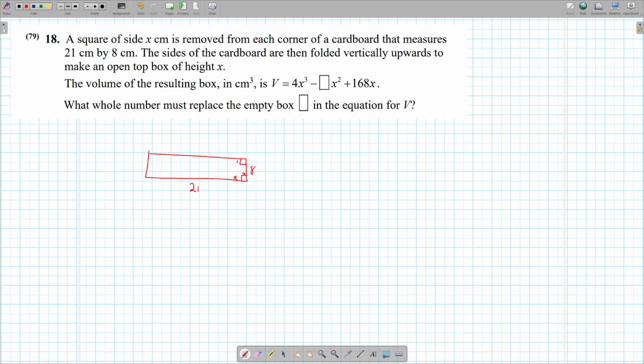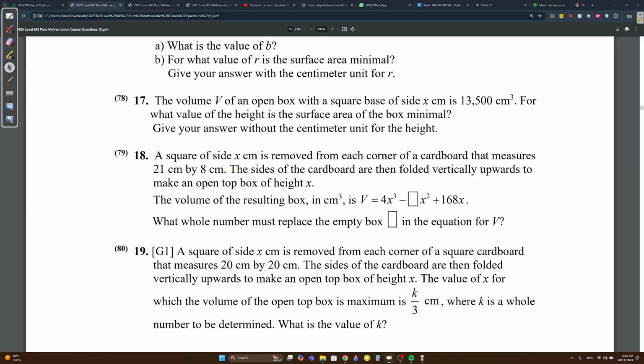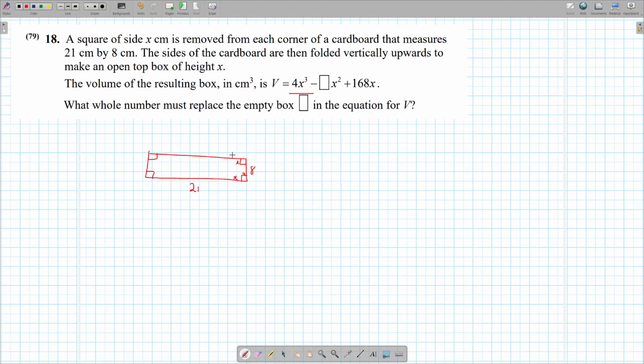I'm not going to draw it. Okay, you get the gist. Then they're folded. The volume of the resulting box is what? That's it. Oh, okay. They just want the volume, that's easy then. What does the volume become?